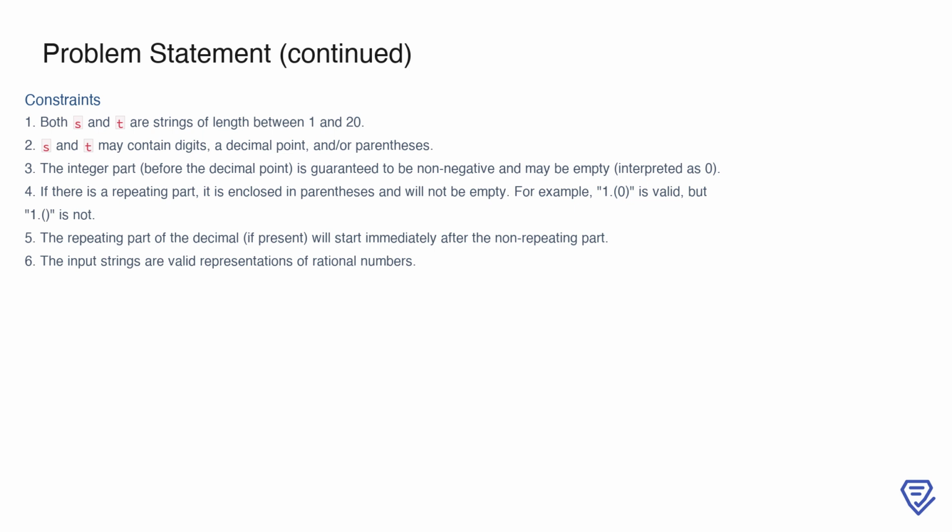If there is a repeating part in the decimal, it will always be enclosed in parentheses and will not be empty. For instance, 1.(0) is valid, but 1.() is not. Additionally, if a repeating part exists, it will begin immediately after the non-repeating part of the decimal. Finally, the input strings are guaranteed to represent valid rational numbers, ensuring that we don't have to handle malformed inputs.